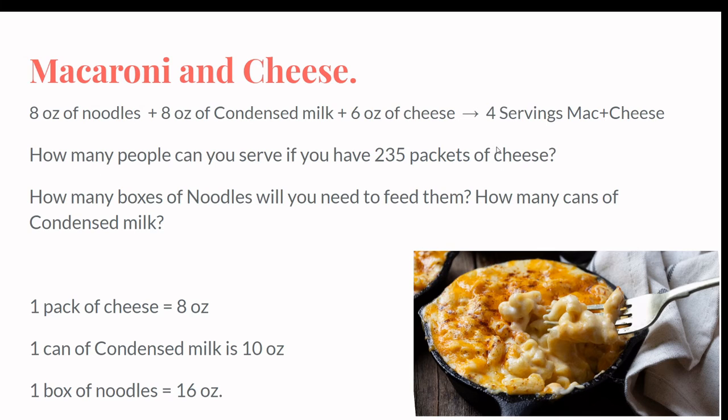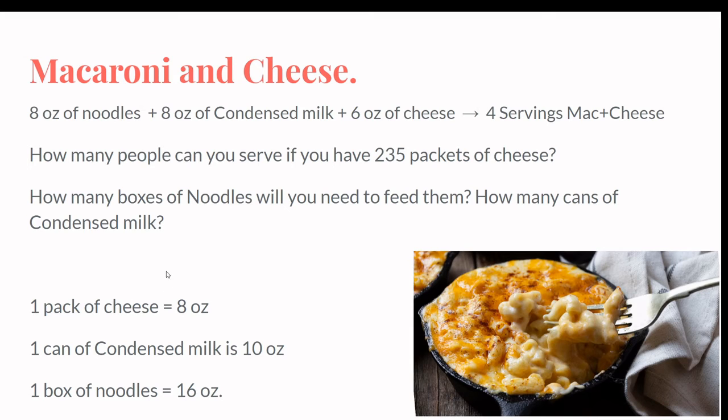And our first question that we're going to ask is, how many people can you serve if you have 235 packets of cheese? Alright. And then we have secondary questions. How many boxes of noodles will you need to feed them? And how many cans of condensed milk will you need?